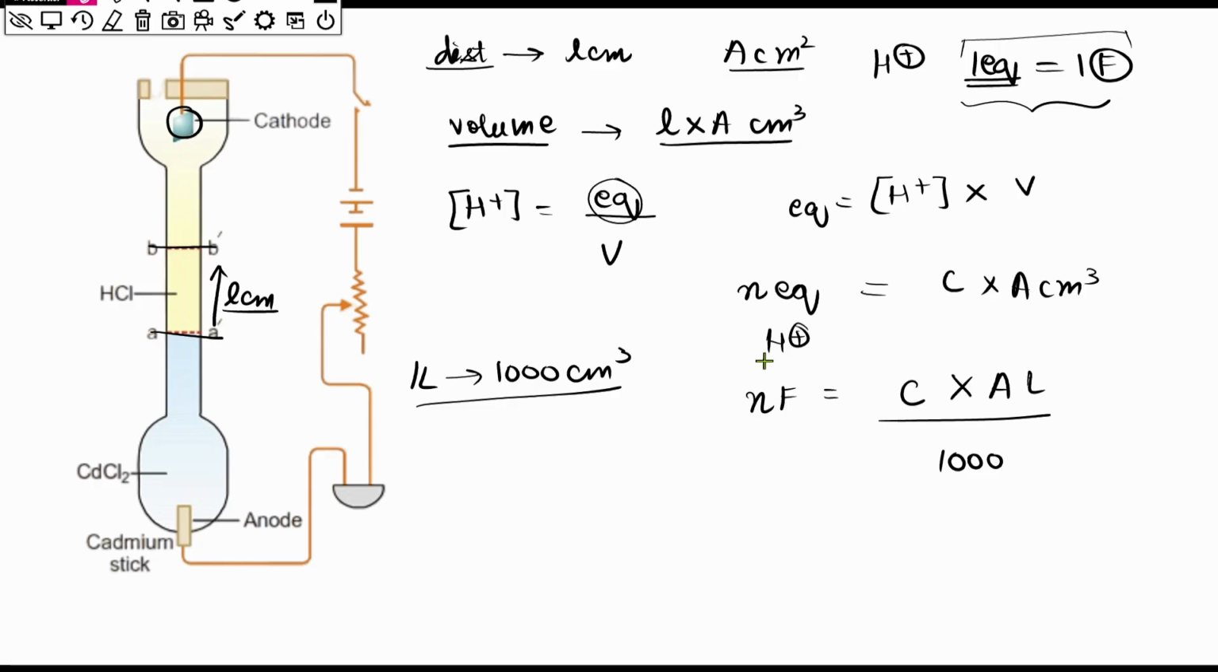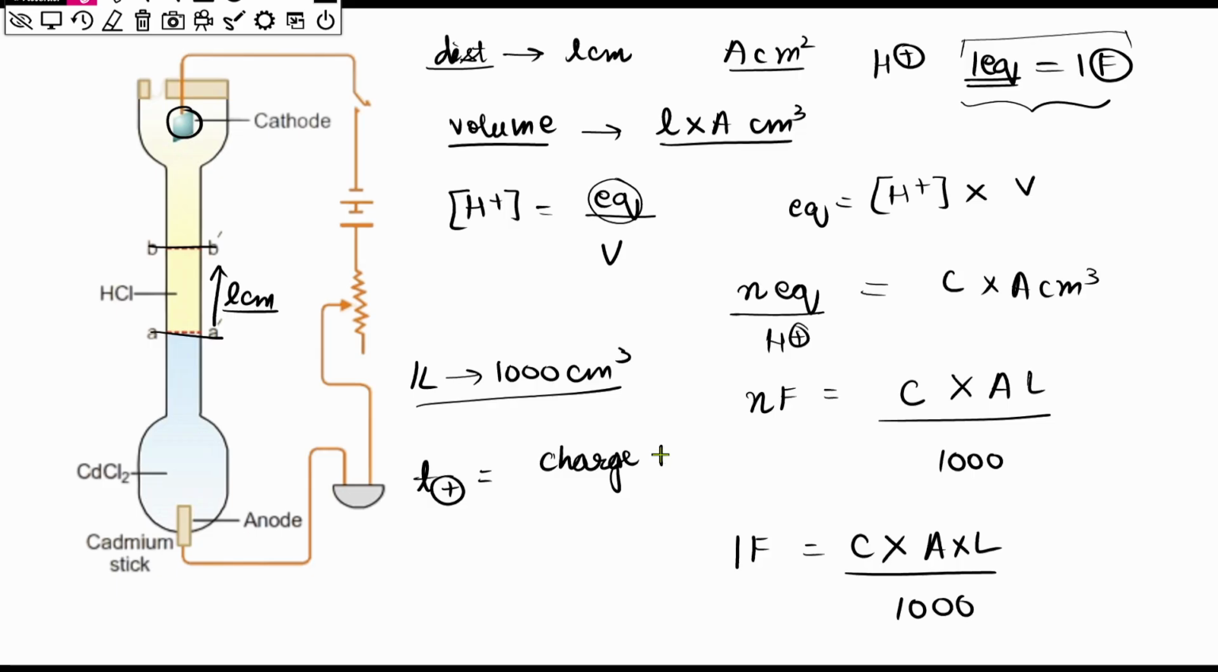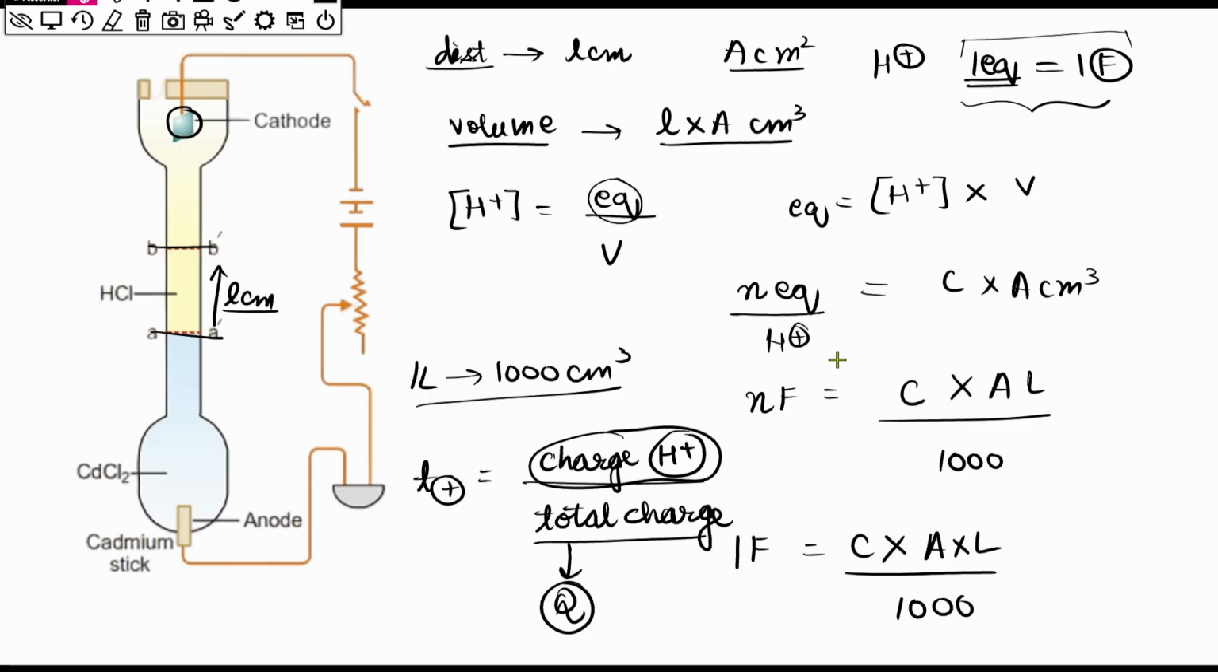Now suppose we are considering only 1 gram equivalent here, so 1 Faraday will be there. So 1 Faraday is equal to the concentration of H plus ions multiplied by A into L upon 1000. Now what is the formula of transport number? Transport number is nothing but the charge carried by the H plus ions upon the total charge. Now let us say that the total charge detected by the coulometer is Q, and the charge carried by H plus ions is what we have determined here.